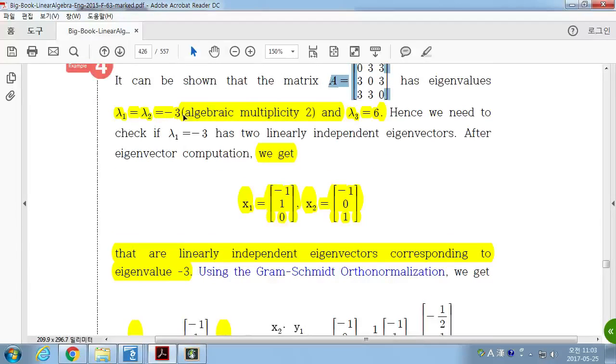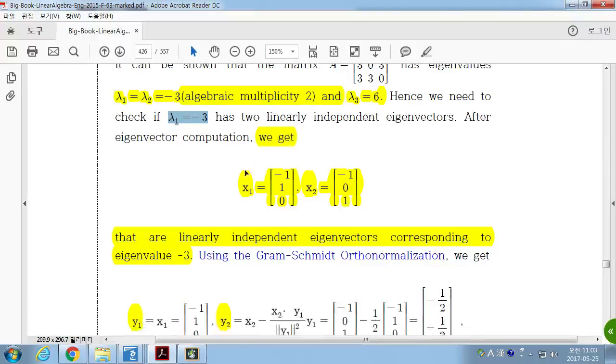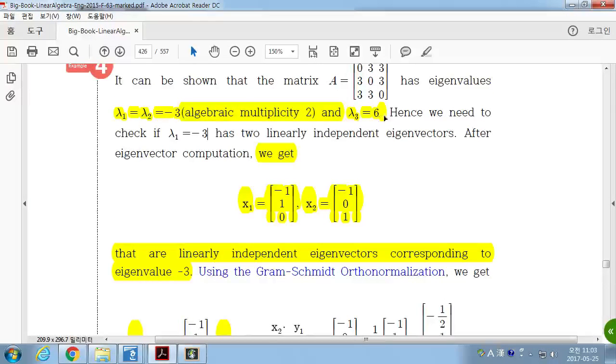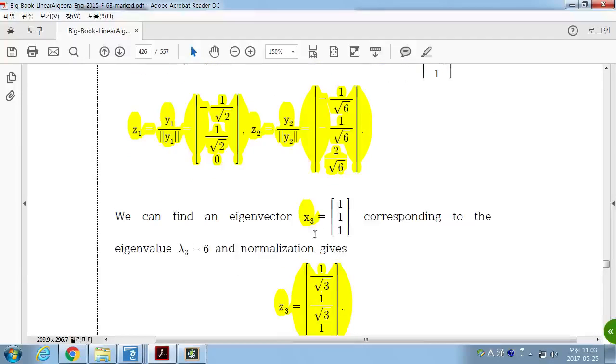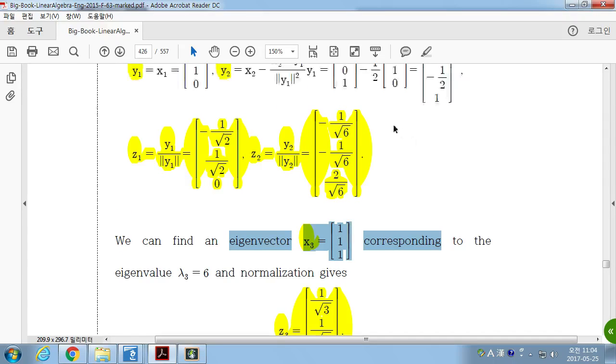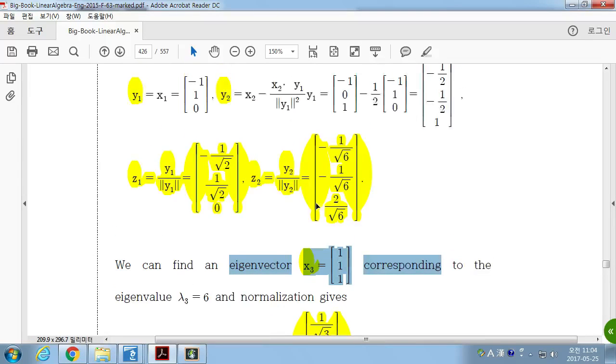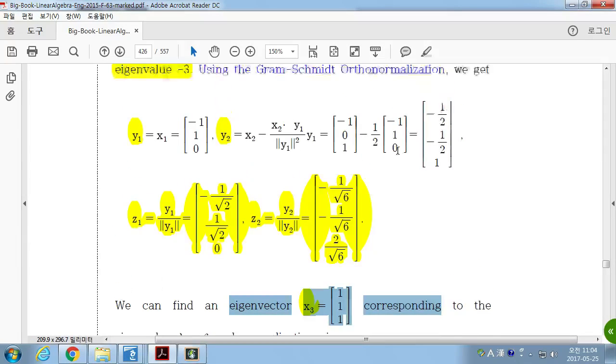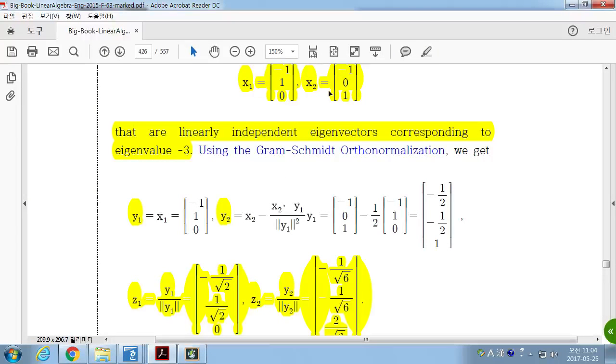So from lambda 1 equal to -3 with algebraic multiplicity 2, we have 2 linearly independent eigenvectors like this. From eigenvalue lambda equal to 6, we can find another eigenvector x3. And they are orthogonal to each other already. So we now have 3 linearly independent eigenvectors, x1, x2, and x3. And we know x3 is orthogonal to x1 and x2. But here x1 and x2 are only linearly independent, but not yet orthogonal.